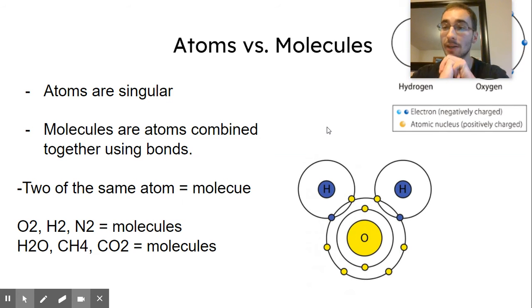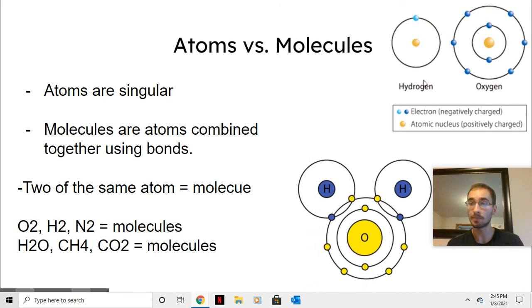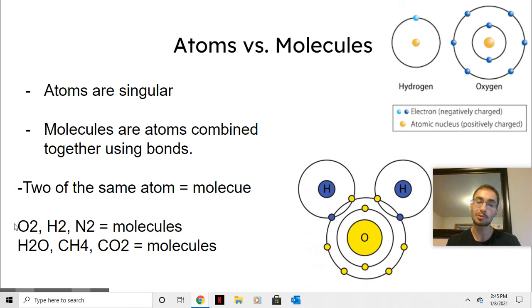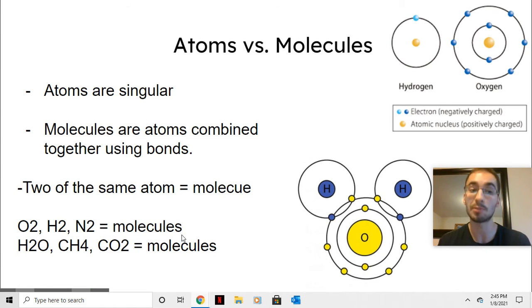Try and think. So the difference between an atom and a molecule, atoms are singular. An atom is just one thing. Like here's a hydrogen atom and here's an oxygen atom. But a molecule is a combo. It's multiple. So that could be 2 of the same atom. That would be a molecule, like 2 O's, 2 oxygens, 2 H's or 2 hydrogens, 2 N's, 2 nitrogens, or it could be different ones like H2O, that's a molecule, CH4, methane, 1 C, 4 H's, that's a molecule, CO2, that's also a molecule.